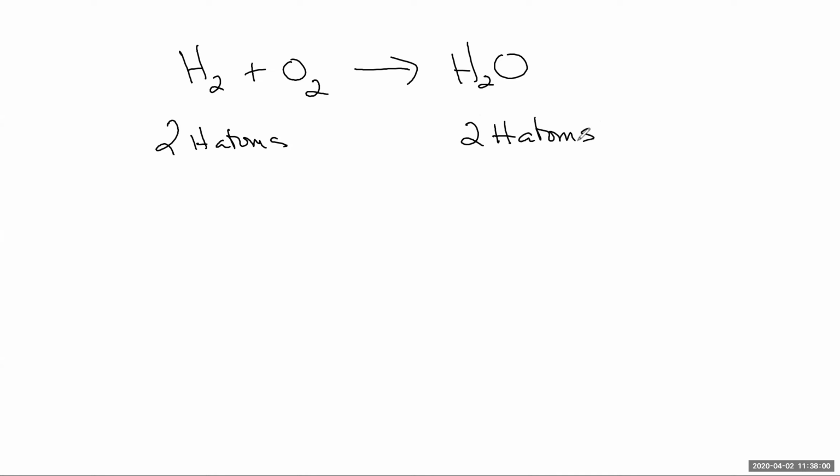So at this point, I'm not going to add any coefficients. But if I go to my next element, oxygen, on my reactant side, I have 2 oxygen atoms. On my product side, I only have 1 oxygen atom. This equation is not balanced.